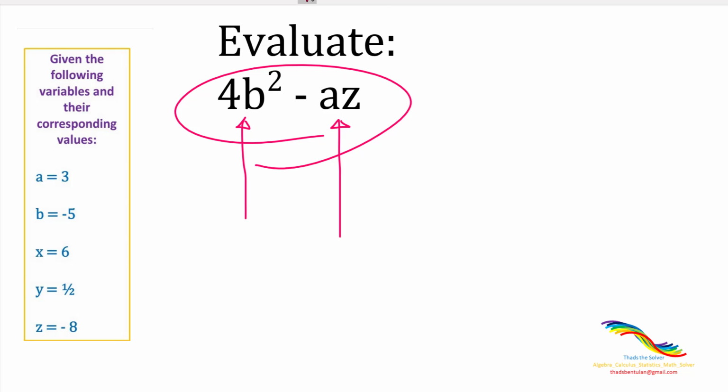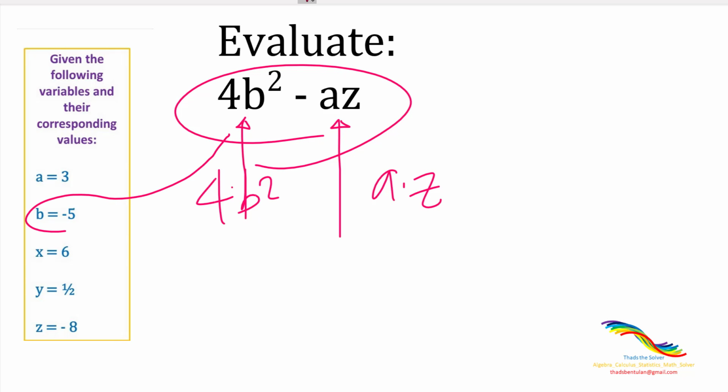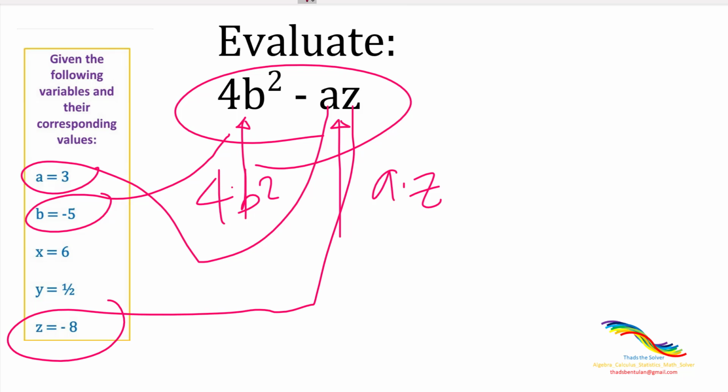When you say az, of course, we mean a times z. That's a times z. This one is 4 times the square of b. Now the values for b will be taken from the given: b equals -5 and a equals +3 and z equals -8. We are going to substitute these values into the expression and simplify.